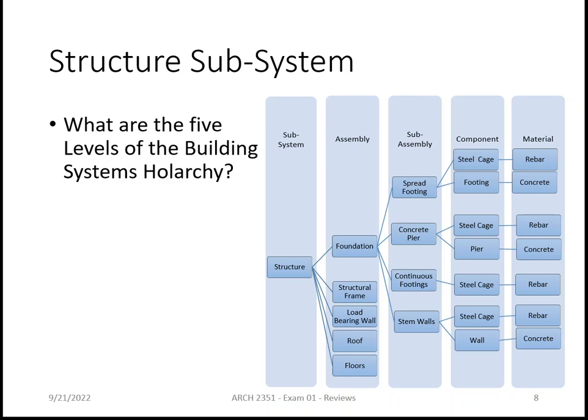It may only have one of them. And then if you look at, say, spread footing, you've got components, and there's two components. There's a steel cage, or steel that is arranged inside that spread footing, and then there's the concrete itself, or the footing, what we refer to primarily as the physical footing. You make the steel cage out of steel, and you make the footing out of concrete.